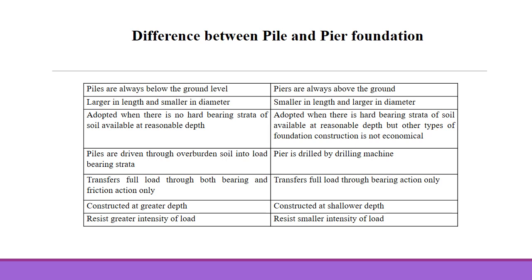Pile is constructed at a greater depth, pier is constructed at a shallower depth. Pile resists greater intensity of load. Pier is restricted to smaller intensity of load. So this is all about the foundations.